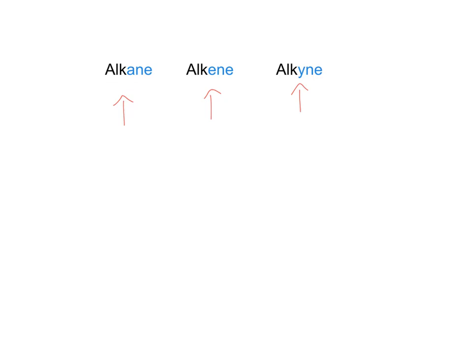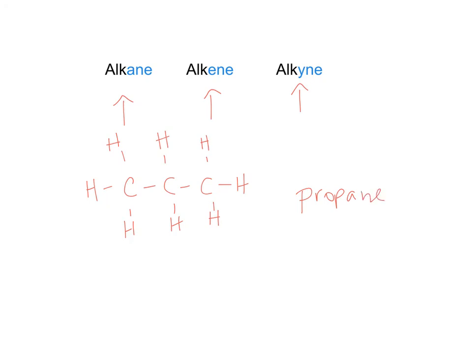So if you have a 3-carbon alkane, it's an alkane because it's saturated, it's got single bonds, just carbon and hydrogen. And you look up the root in the table. 3 carbons is prop, so this is propane. And we'll get into naming in each individual category shortly.